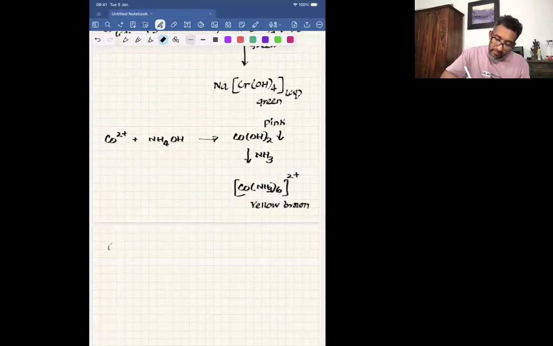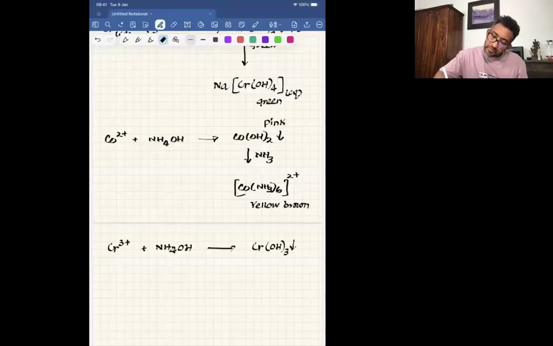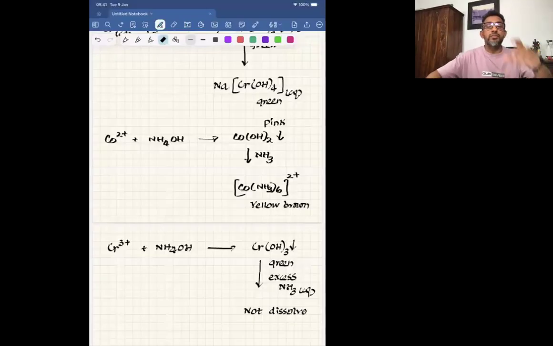Right? Chromium plus 3. If you add ammonium hydroxide, it will give you chromium hydroxide green precipitate. But in the presence of excess ammonia, it won't dissolve. It won't dissolve, right? So both of them are different.